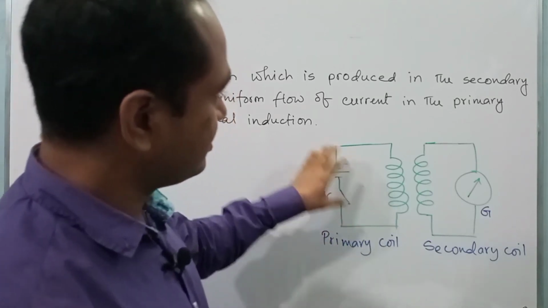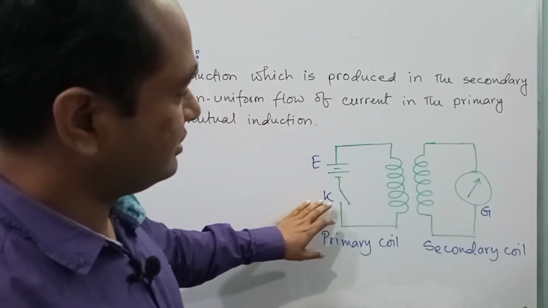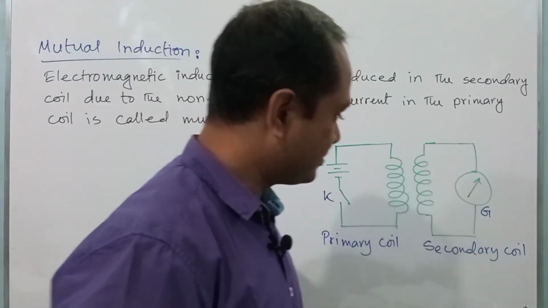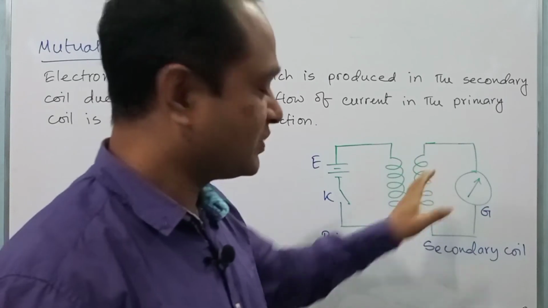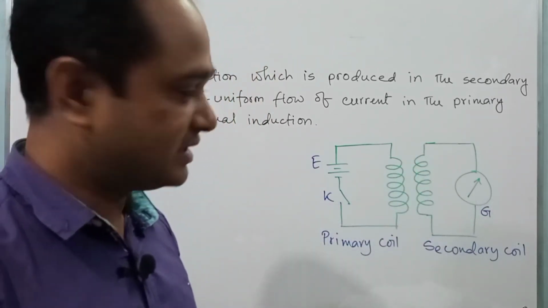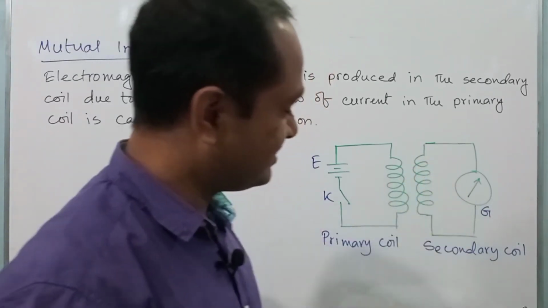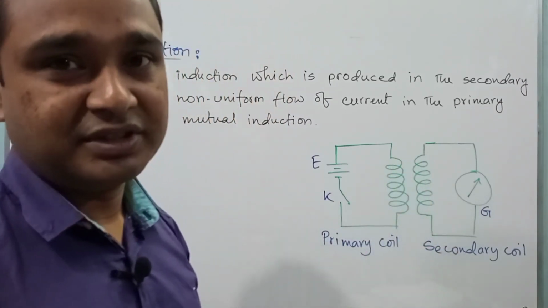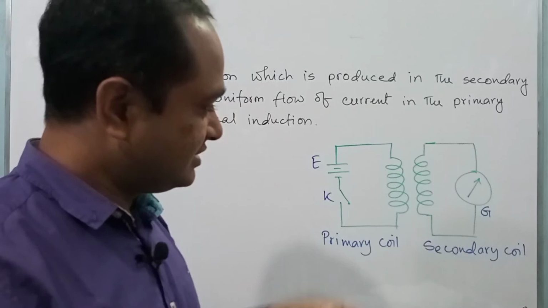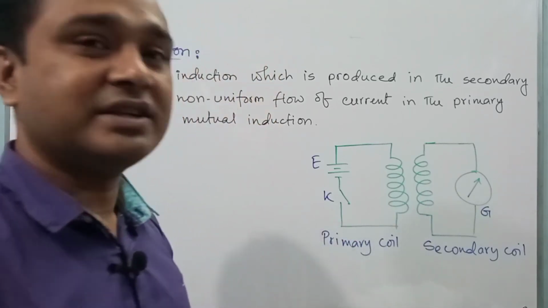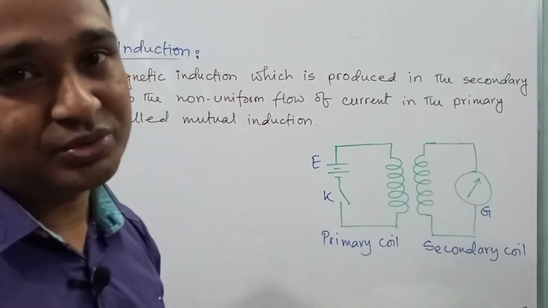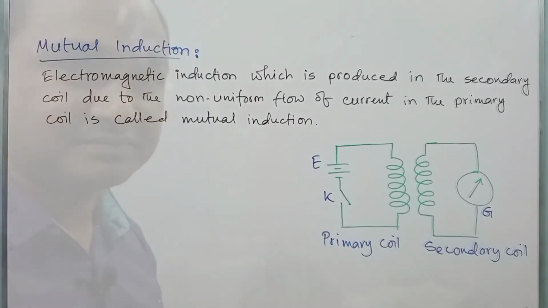If there is a non-uniform current in the primary coil, as a result of this phenomenon, an electromagnetic induction will be induced in the secondary coil, right. And the induced EMF in the secondary coil also will affect the flow of current in the primary coil. So, this phenomenon is called mutual induction, because this is occurring mutually between two coils, right.